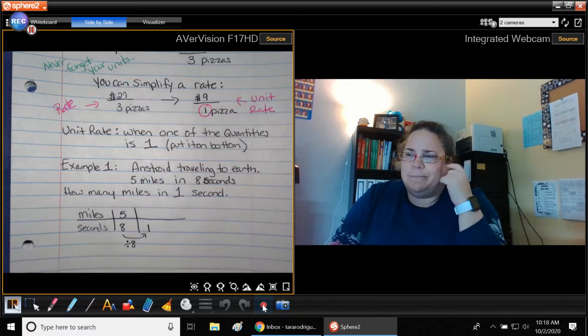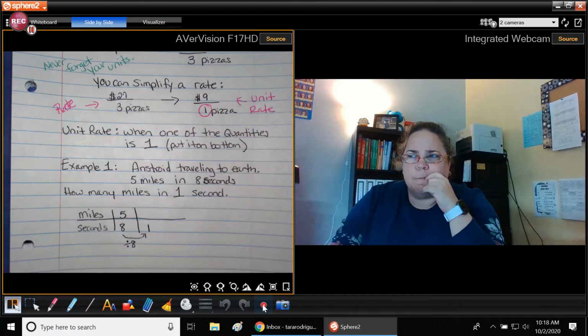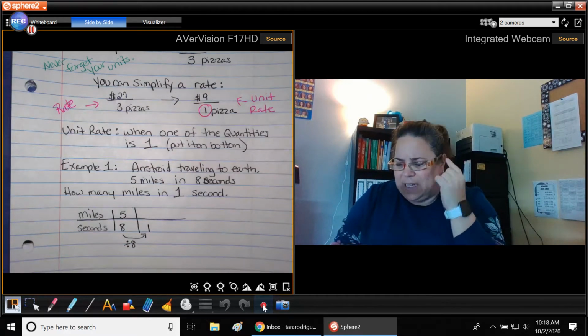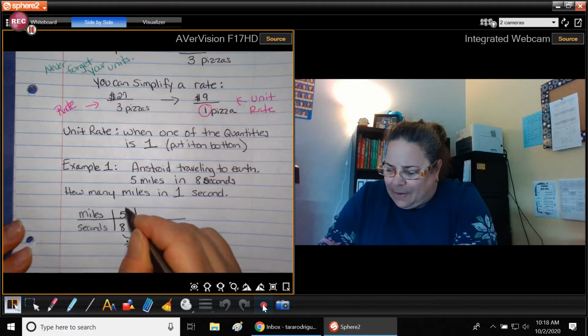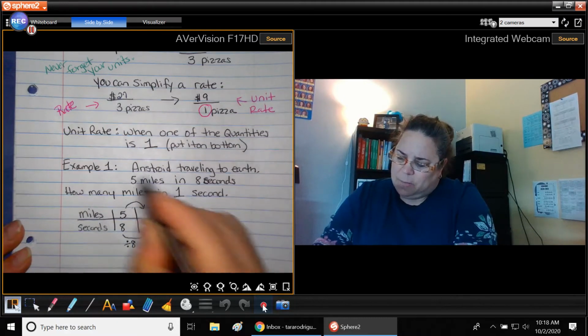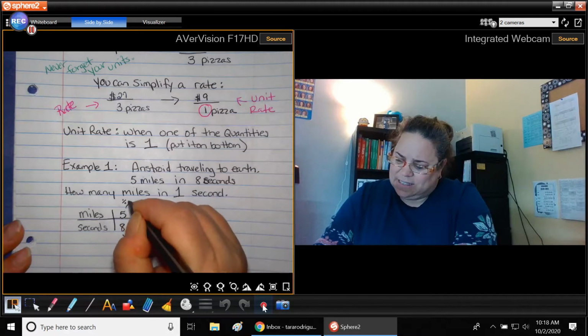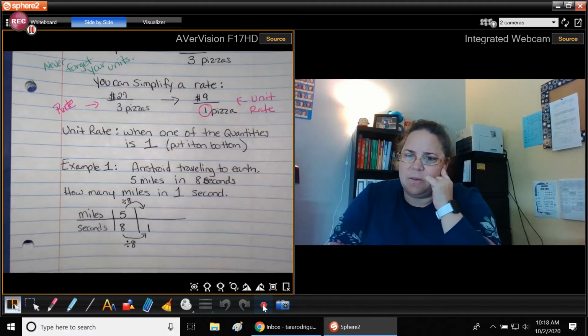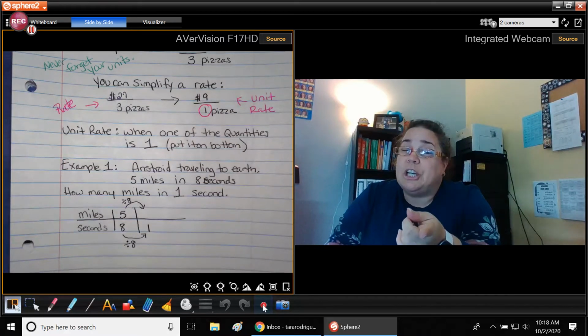Okay, now I have to figure out how is that going to work? Because now I'm dividing 5 by 8. How is that going to work? Because 8 is smaller than 5. So I guess that means I'm going to end up working with a decimal, probably, right? Or I could use my calculator, right?